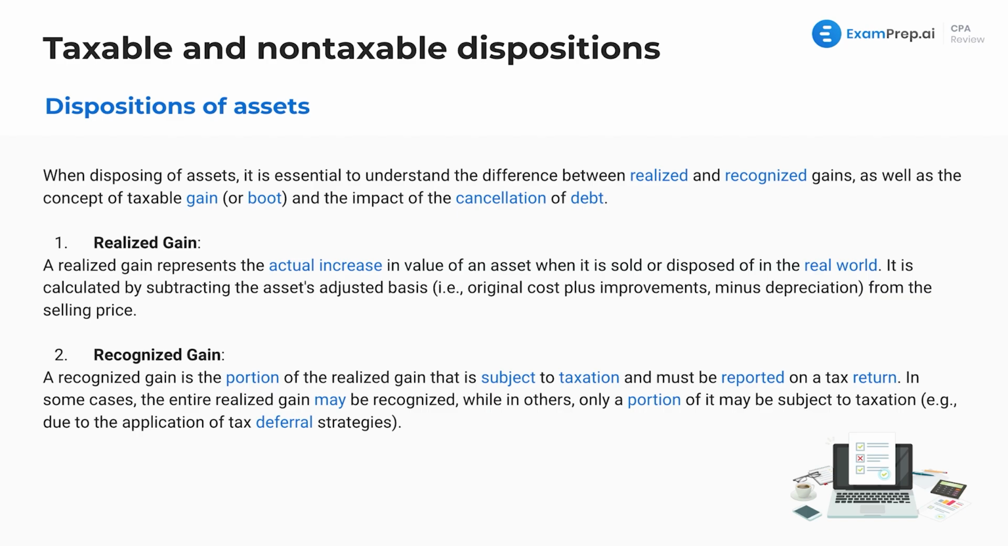In some cases, the entire realized gain may be recognized if there's no tax rules affecting that, while in others, only a portion of it may be subject to taxation due to our tax deferral strategies like like-kind exchanges. This is the IRS saying, okay, yeah, you can get this tax benefit by deferring taxes if you follow these specific types of transactions, such as like-kind exchanges.